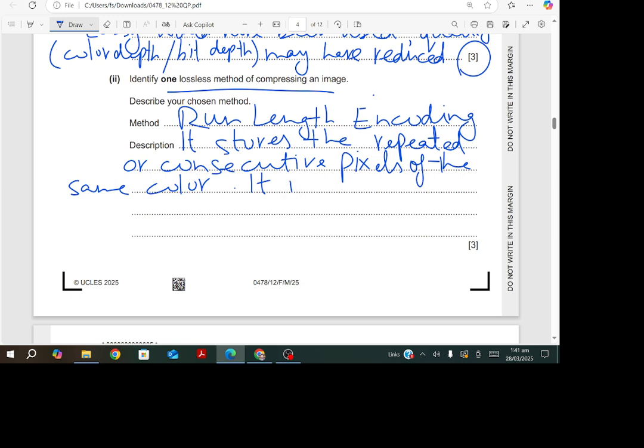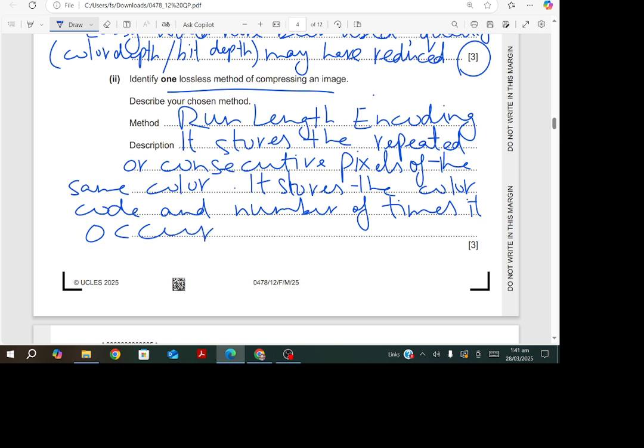It stores the color code and number of times it occurs. Right? So first of all, you're going to write the color code and then the repeated occurrences are stored.